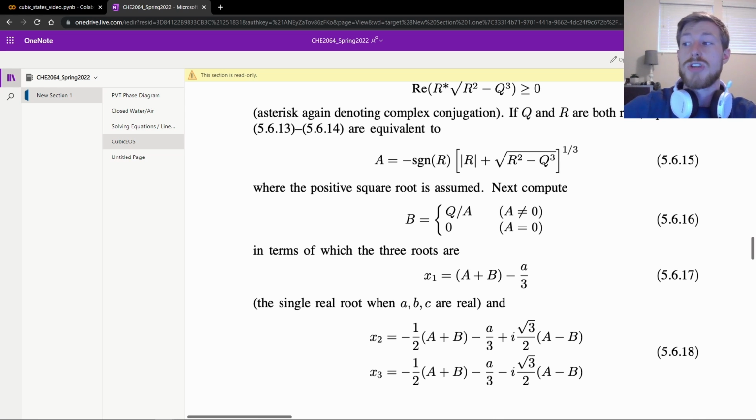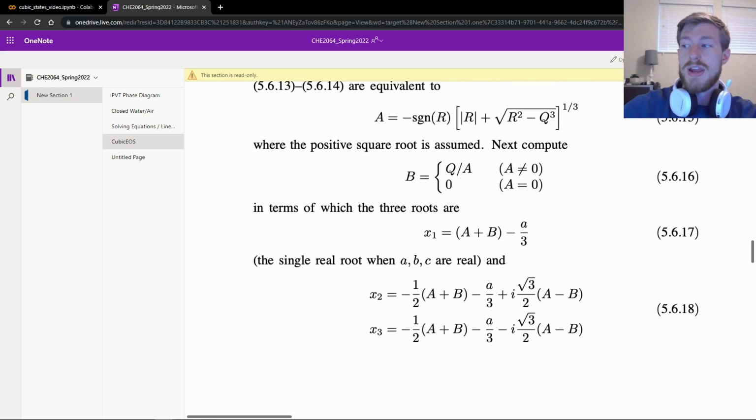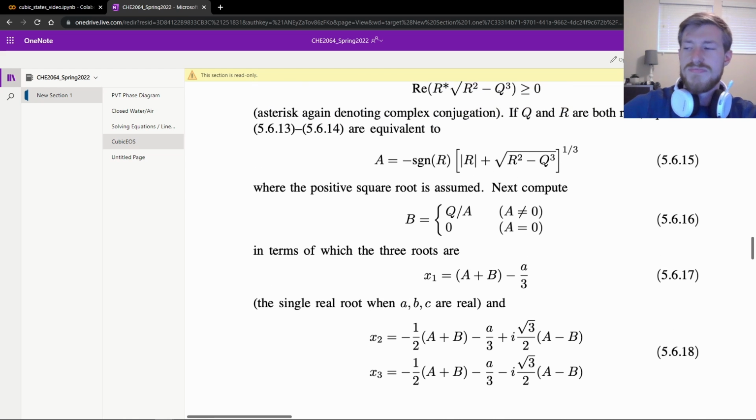Then taking a, determine what b is, which is q divided by a for all numbers except a being equal to 0. And if a is 0, b is also going to be equal to 0. And then finally, we can find our single real root right here, which is just going to be equal to a plus b minus lowercase a over 3. And these are our two imaginary roots. But since we're dealing with real applications that aren't electricity, we don't really need to worry about those imaginary roots because we can't plot them.